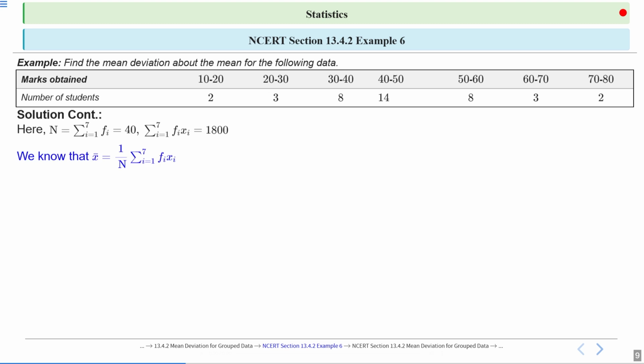And we know that the formula for the mean of grouped data, that is x bar equal to 1 by n summation from i equal to 1 to 7 fi multiplied with xi. It implies x bar equal to 1800 divided by 40, which equals 45. So the mean marks obtained by the students is 45, and this value will be used in the next steps to calculate the mean deviation.